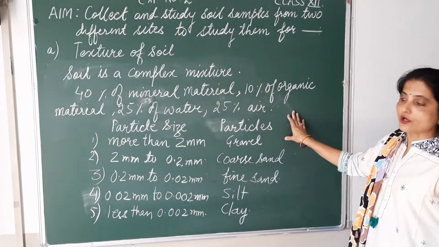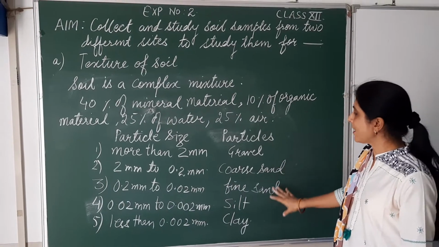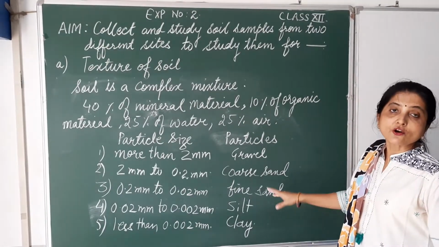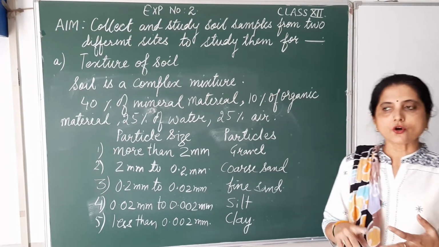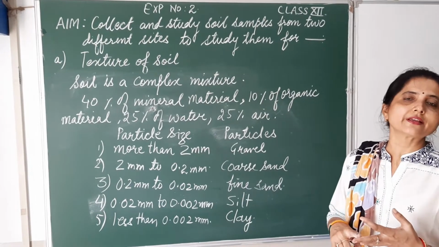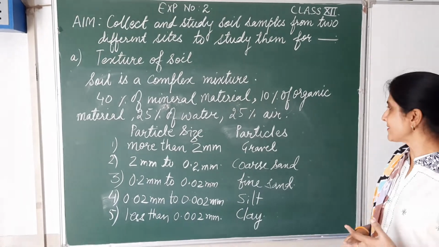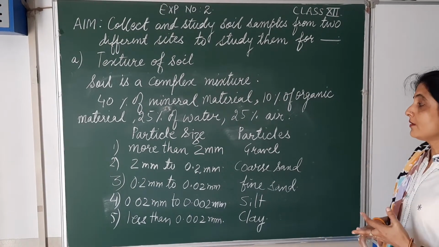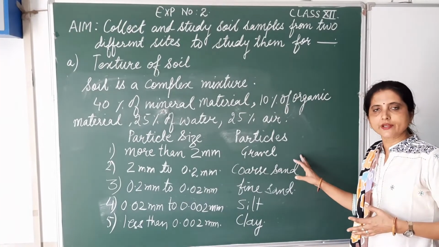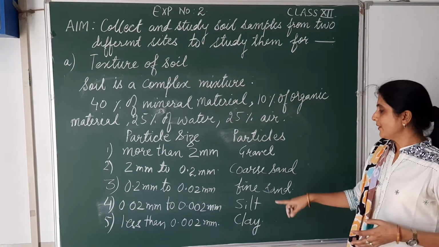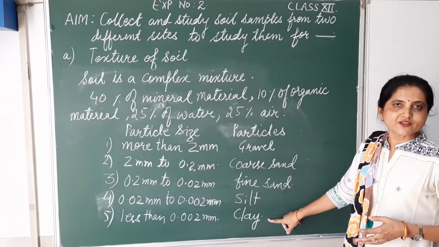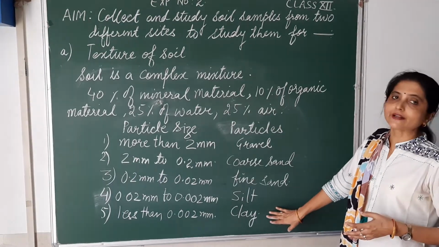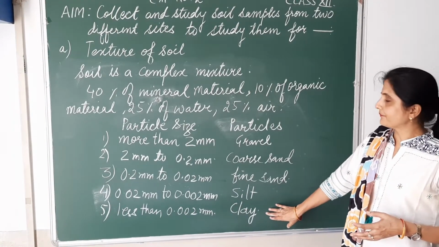If the soil has a larger amount of sand, we call it sandy soil. So all the sandy soils in deserts as well as on the ocean beaches, sea beaches, where more sand is present, it is sandy soil. If a large amount of clay is present in the soil, then we call that type of soil clayey soil.